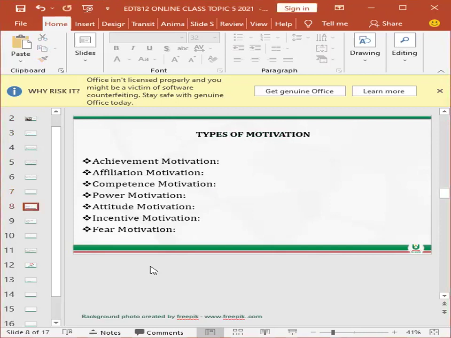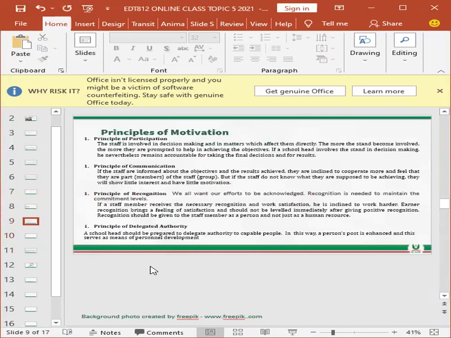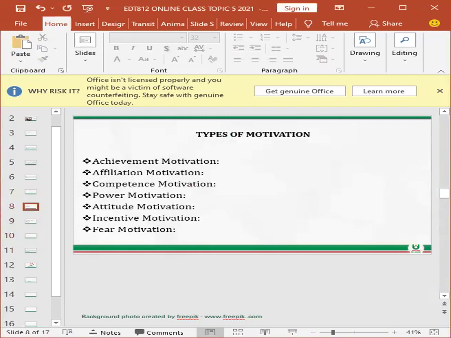Welcome back. We have types of motivation. The 7 most important types of motivation are, first, achievement motivation. This is the drive to pursue and attain goals. Any individual with such motivation wishes to achieve objectives and advance up the ladder of success.